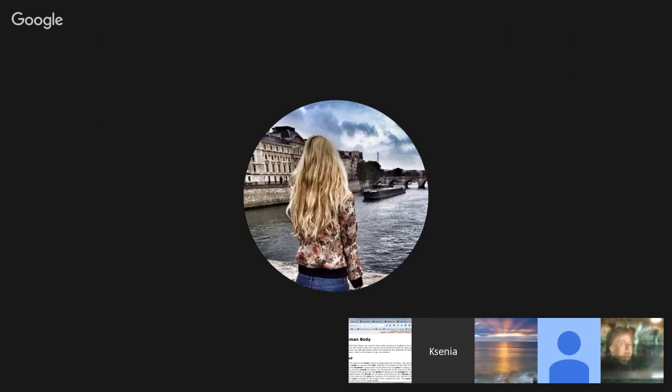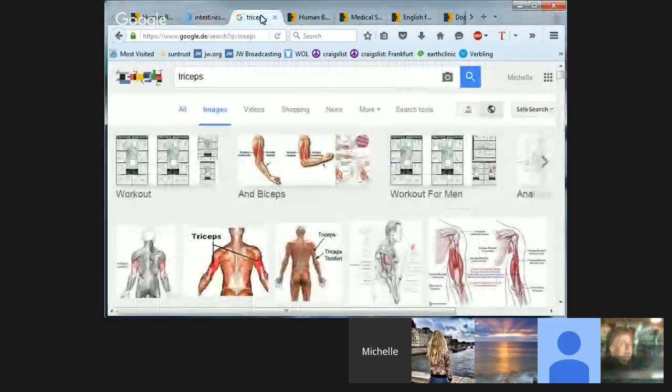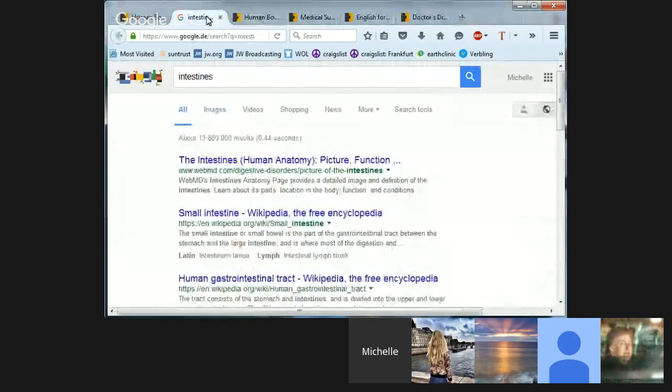I had difficulties with intestine. Intestine. Yes. It's the tubes, like long tubes. Exactly. Yeah, we have a large intestine and a small intestine. And hopefully we can find some pictures without them being too gross.